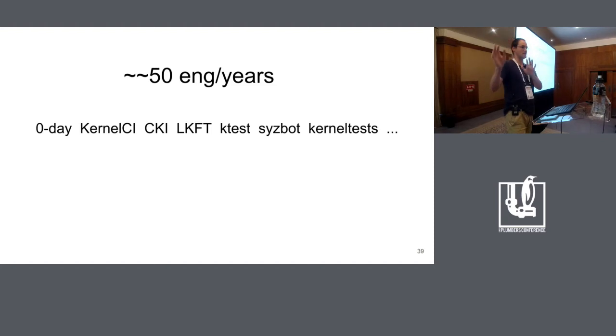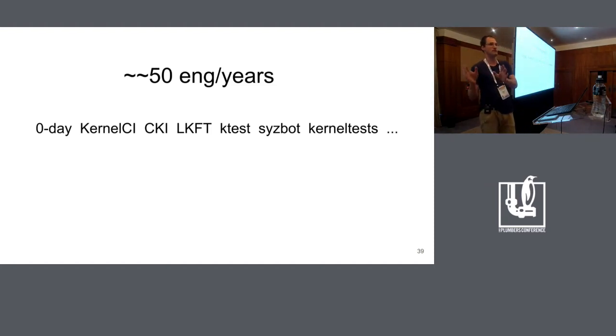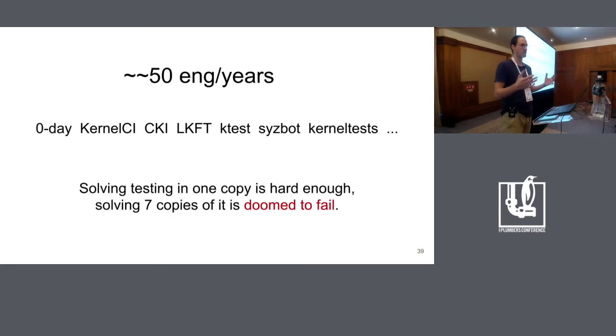Some of them did bisection, some of them still don't have bisection, and some of them have, say, better bisection, some have worse bisection, and doing something in one of them absolutely doesn't help the others. And this problem is hard enough to solve even in a single copy, but trying to solve it in 7 copies is just doomed to fail, and it's failing so far.